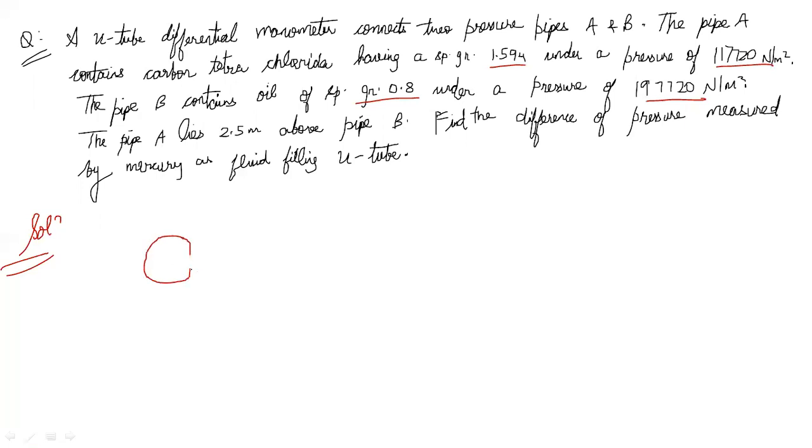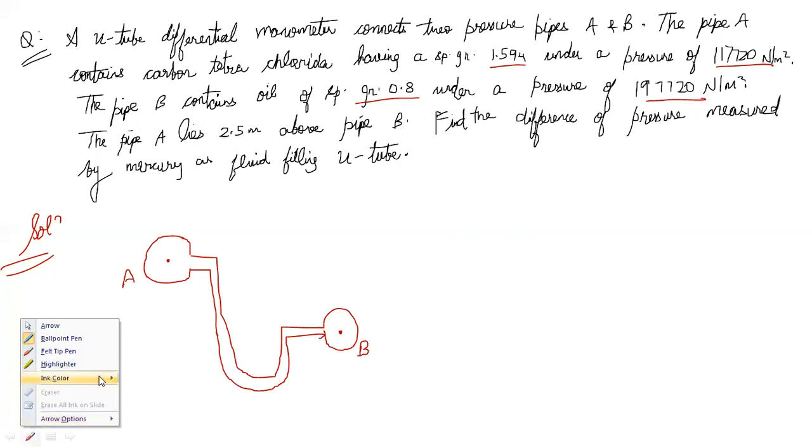This is where my pipe A is. It is connected with the U-tube differential manometer that has been already given to us. This is 2.5 meter above point B. So I'm just drawing this U-tube differential manometer. Okay, this is pipeline B. This is my pipeline A. Pipeline A has another fluid. Pipeline B has another fluid. And you have to find out the difference of pressure measured by mercury as the fluid filling the U-tube. So I'll be filling mercury in here.